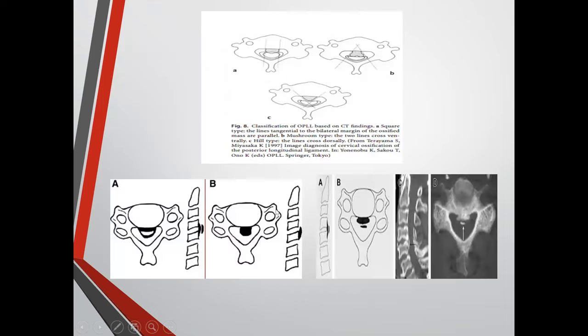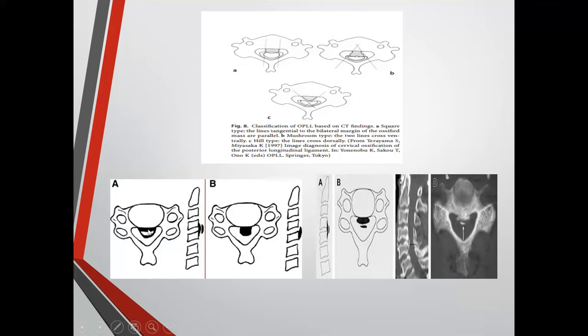And also on axial section, it is important to know that there is a square type, there is a hill type, and there is a mushroom type. And the mushroom, this is important because those who attempt surgery should know how this OPLL is going to behave during surgery, because the spinal cord can be stretched over the mushroom, and it is very easy to damage the dura when you are trying to remove a mushroom type as compared to a hill type. This is the easiest type of OPLL.